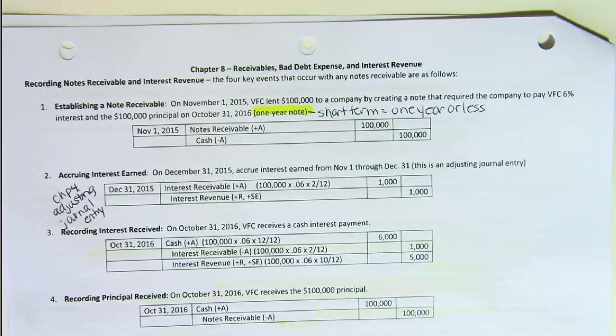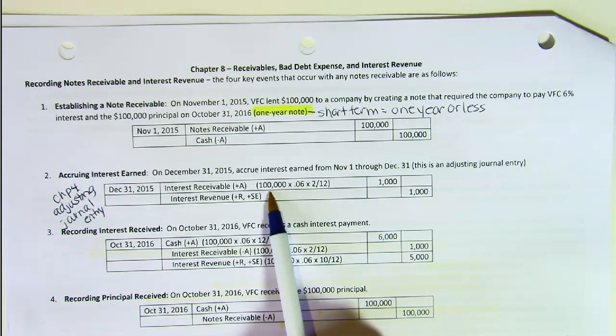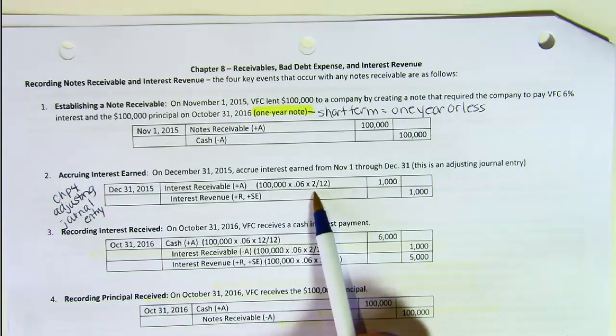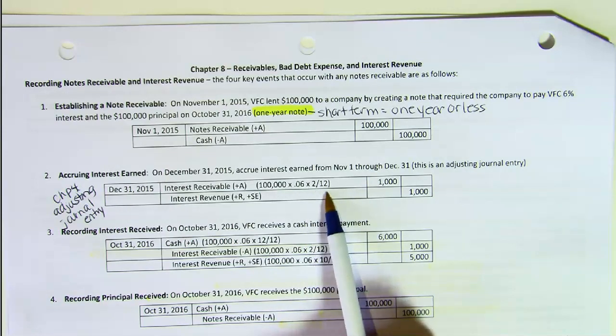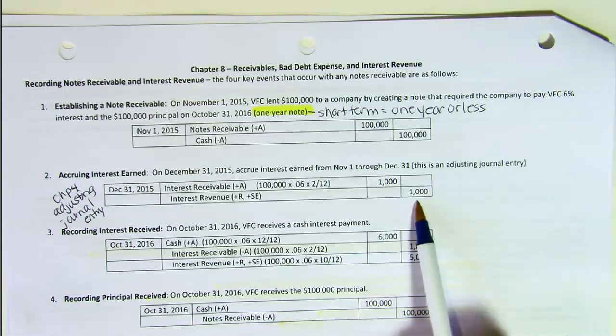Remember, when someone has use of your money, you are earning interest. So we have to record the revenue that you earned from the fact that someone is using your money. We're going to multiply the principal of $100,000 times the interest rate times the 2 months that they've had use of your money, November and December, divided by 12. That gives us the $1,000 that will go on our balance sheet at December 31st as an asset, and a credit to interest revenue. That's how much interest we've earned over those 2 months.